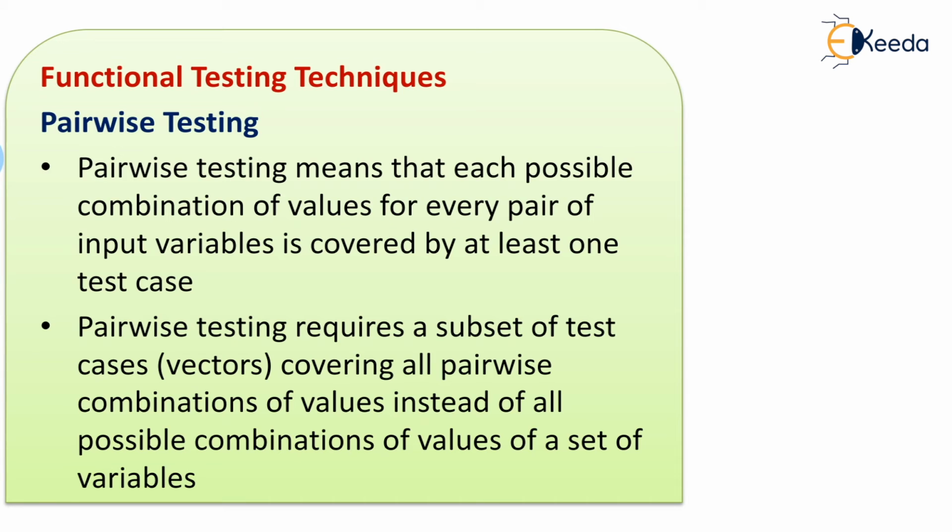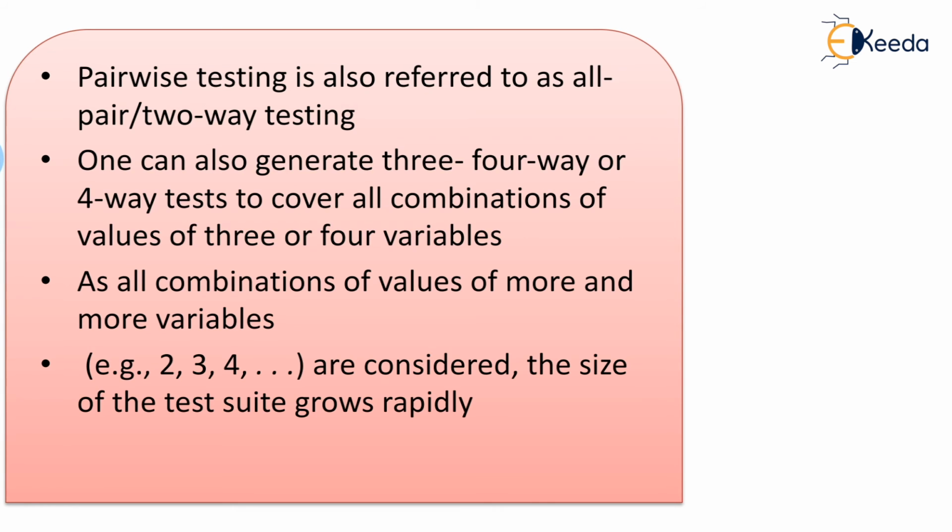That means pairwise testing requires a subset of test case vectors covering all pairwise combinations of values instead of all possible combinations. You are not choosing all possible combinations but pairwise input vectors, so that it can easily find out where the fault lies. Now pairwise testing is also referred to as all-pair or two-way testing. One can also generate three-way or four-way combinations to cover all combinations of values.